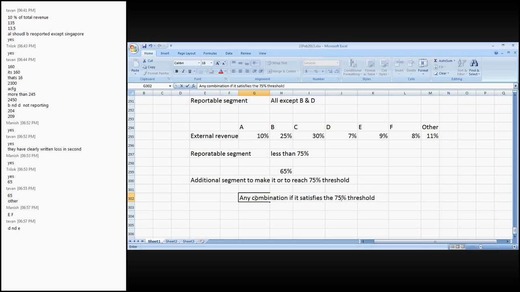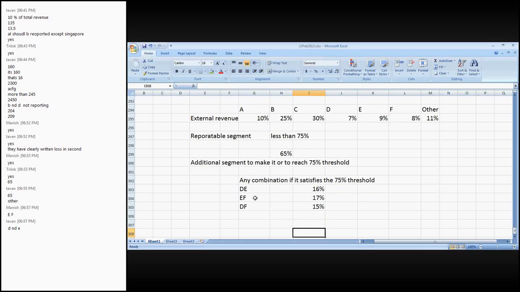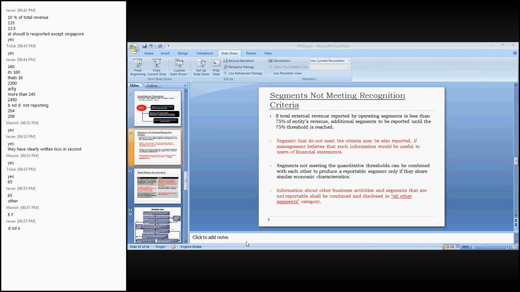It can be D and E, because if I combine D and E, I'll be able to add 16%. If I combine E and F, I'll be able to complete 17%. It will also meet the criteria. If I take D and F, I'll be able to meet 15%. It will also help me to meet this 75% threshold. You can take any of the combinations to reach the threshold.